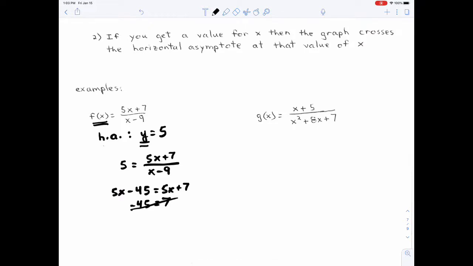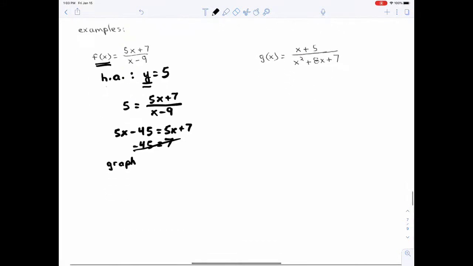The graph does not cross the horizontal asymptote.